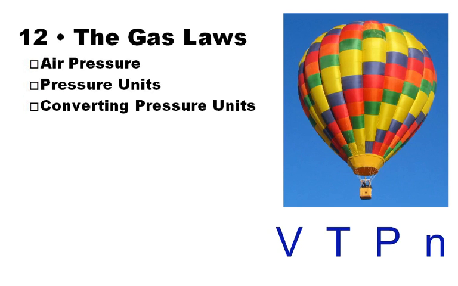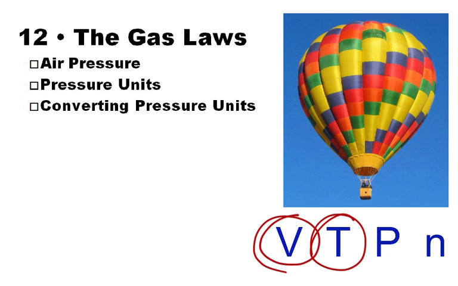With Chapter 12, we're looking at the gas laws. Now, things like a balloon have different variables involved. Some of the variables are very straightforward. Volume, we would measure in liters or milliliters. Temperature, we would do in degrees Celsius or kelvins. Number of moles is going to be involved, and that's obviously in moles.